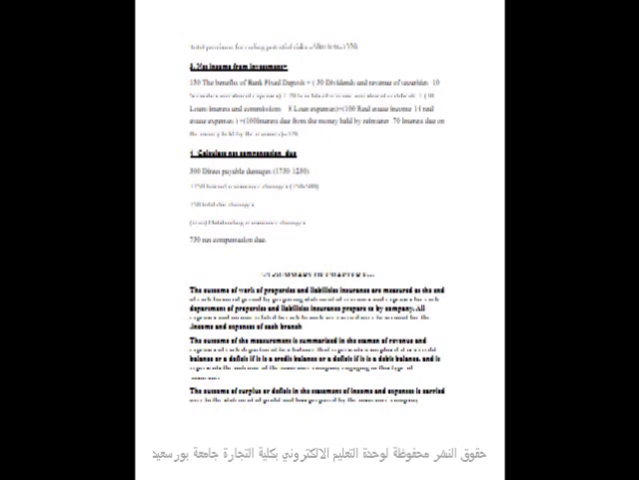Remember that the outcome of work of property and liability insurance are measured at the end of the fiscal year by preparing what we call the statement of revenue and expenses for each department, including the property department. All the expenses and income related to each branch are carried over to account for the income and expense of each branch. The outcome of the measurement is summarized in the statement of revenue and expense of each department to balance what represents a surplus if the revenue is more than expenses, or a deficit if the expenses are more than the revenue.